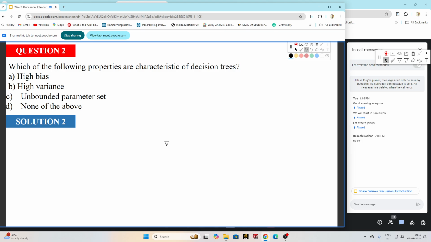Which of the following properties are characteristic of the decision trees? Option A, high bias. Option B, high variance. Option C, unbounded parameters set. Option D, none of the above. Any guesses for this? Yes, Sandeep is telling C. Any other guesses?